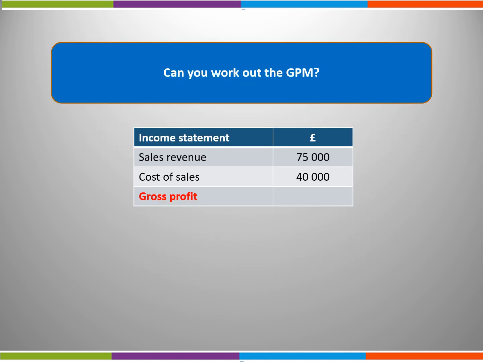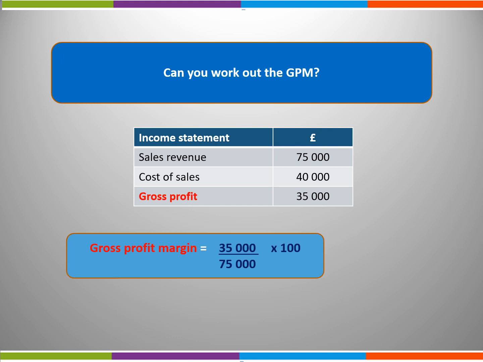Here we have an example extract from an income statement. Why don't you pause the video and see if you can work out the gross profit and then the gross profit margin. How did you get on? We have a gross profit of £35,000 divided by the sales revenue of £75,000 times 100 to give a percentage, which gives us a figure of 46.7%.